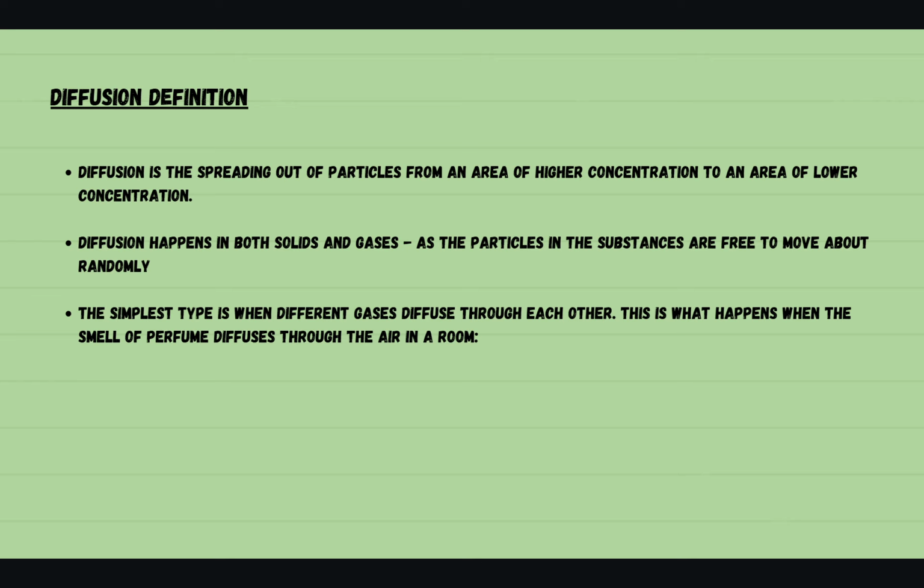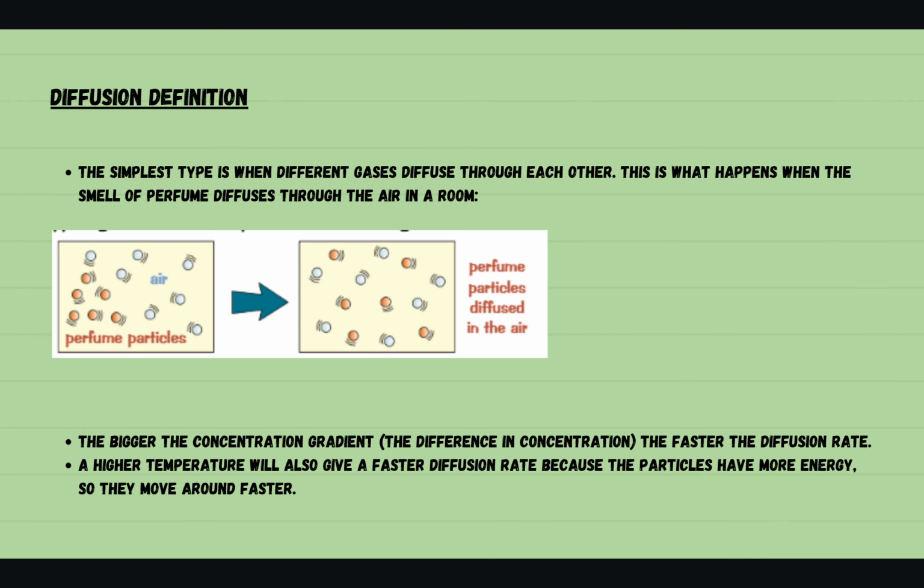The simplest type is when different gases diffuse through each other. This is what happens when the smell of perfume diffuses through the air in a room. So we have an example of an image here where the perfume particles are diffusing in the air through a room. The bigger the concentration gradient, which means the difference in concentration, the faster the diffusion rate.